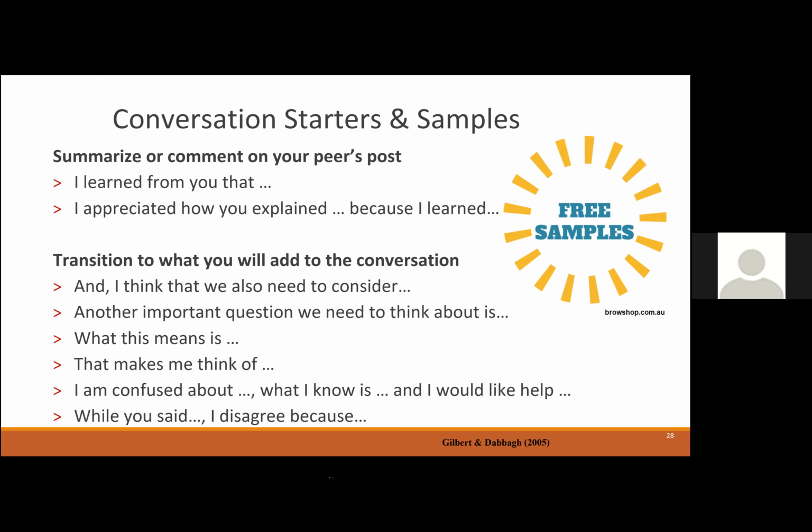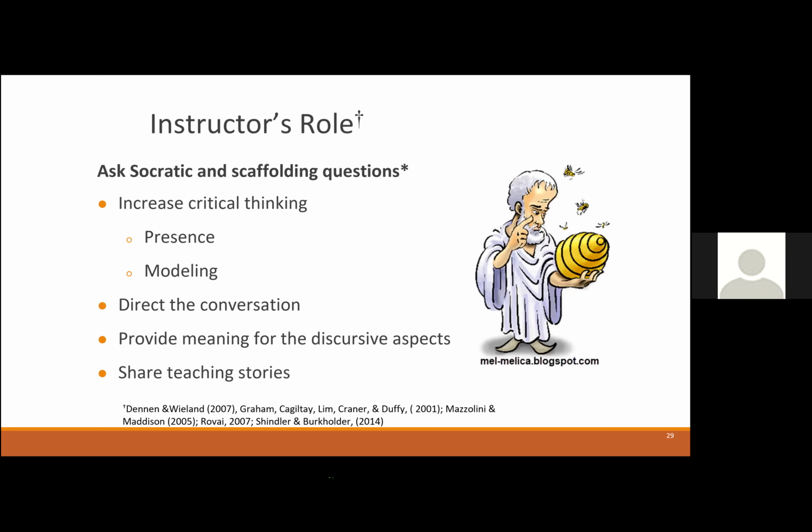So what's your role in all this? Well, your presence is absolutely essential in the discussions to promote critical thinking. All the research shows that if the faculty member's just in there, even just making general posts like, great job, or I appreciate your hard work, anything that lets the students know that you're reading the posts, the critical thinking level goes up. But if instructors then model critical thinking by asking these scaffolding questions, and I'll give you some details on that later, then the critical thinking is increased yet again.